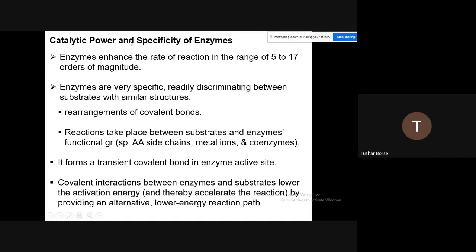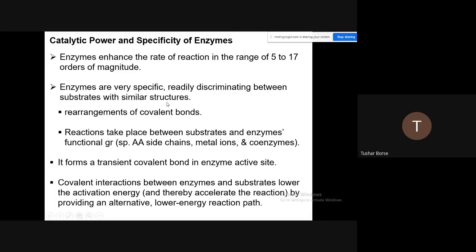So how can you prove that these enzymes have this catalytic power, or that they are highly specific? There are two factors affecting this. The first is that enzymes have an ability to discriminate between substrates with similar structures. They can easily identify a particular substrate, form a bond with it, and the reaction can occur. This gives us an idea that these enzymes are highly specific. So how does it do this?